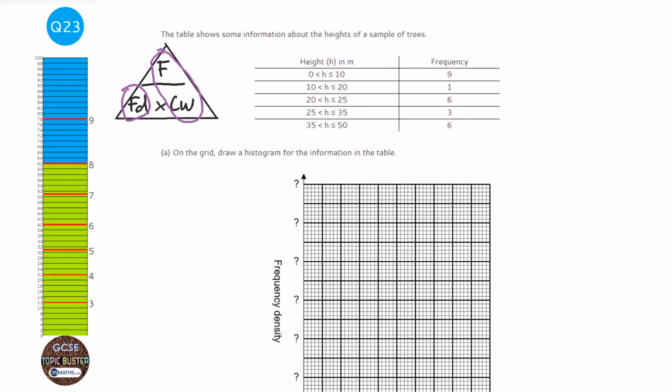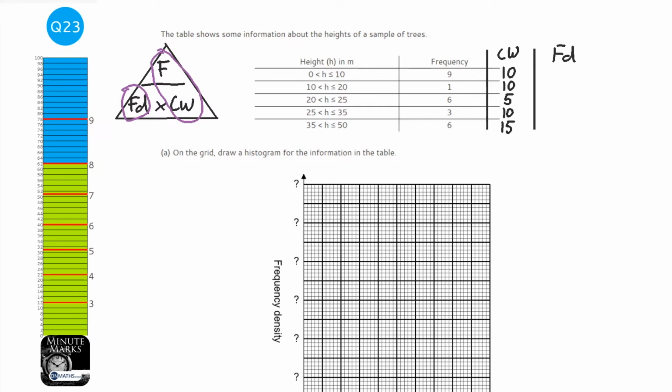Okay, so the first thing I want to plot is our class widths on each of these, because I'll need to know what they are. So the first class width, where it's 0 to 10, the class width is 10. The next one's 10, and be careful because actually the next one is 20 to 25, so that's only 5. The next one's 10, and the last one's 15. So when I've got the class width, I can work out the frequency density.